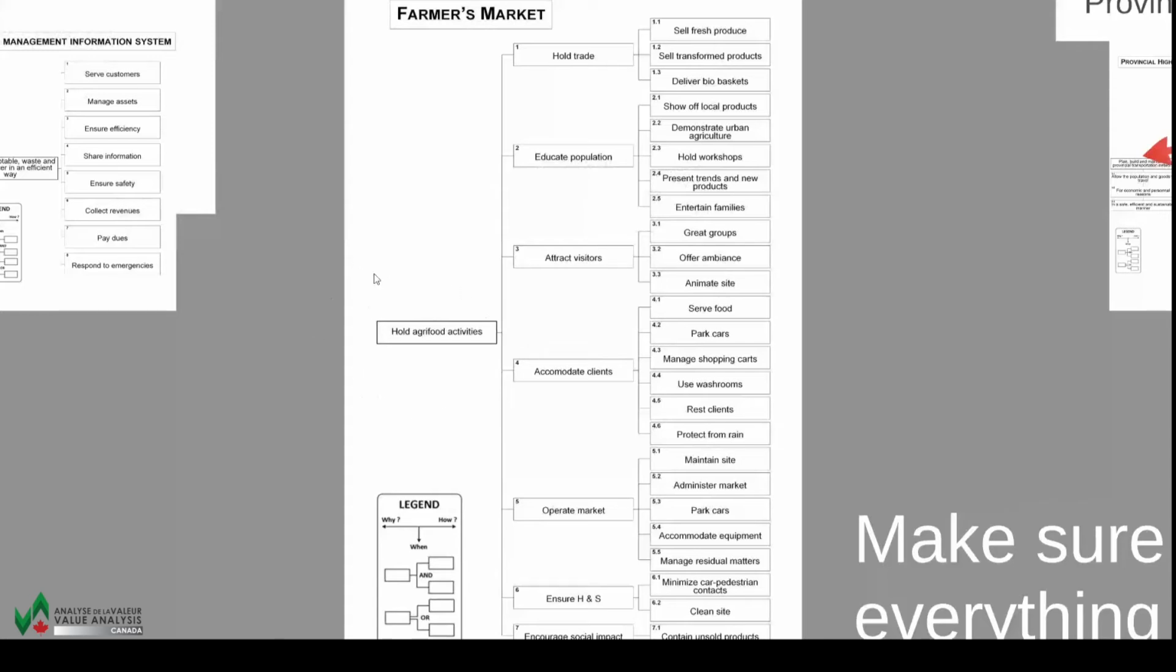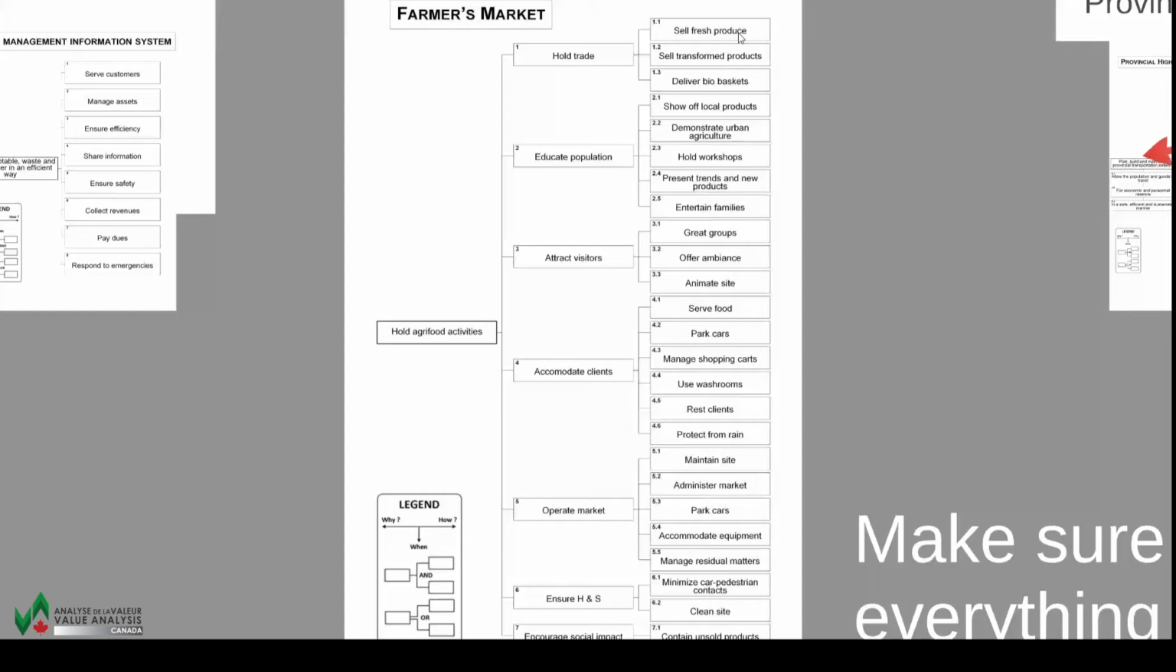So what is the goal of a farmers market? It is to hold agri-food activities. Now it's not just selling food and that's it. You have all kinds of activities related to food and agriculture. So obviously the basic function was to hold trade. So how do you hold trade? By selling your fresh produce.